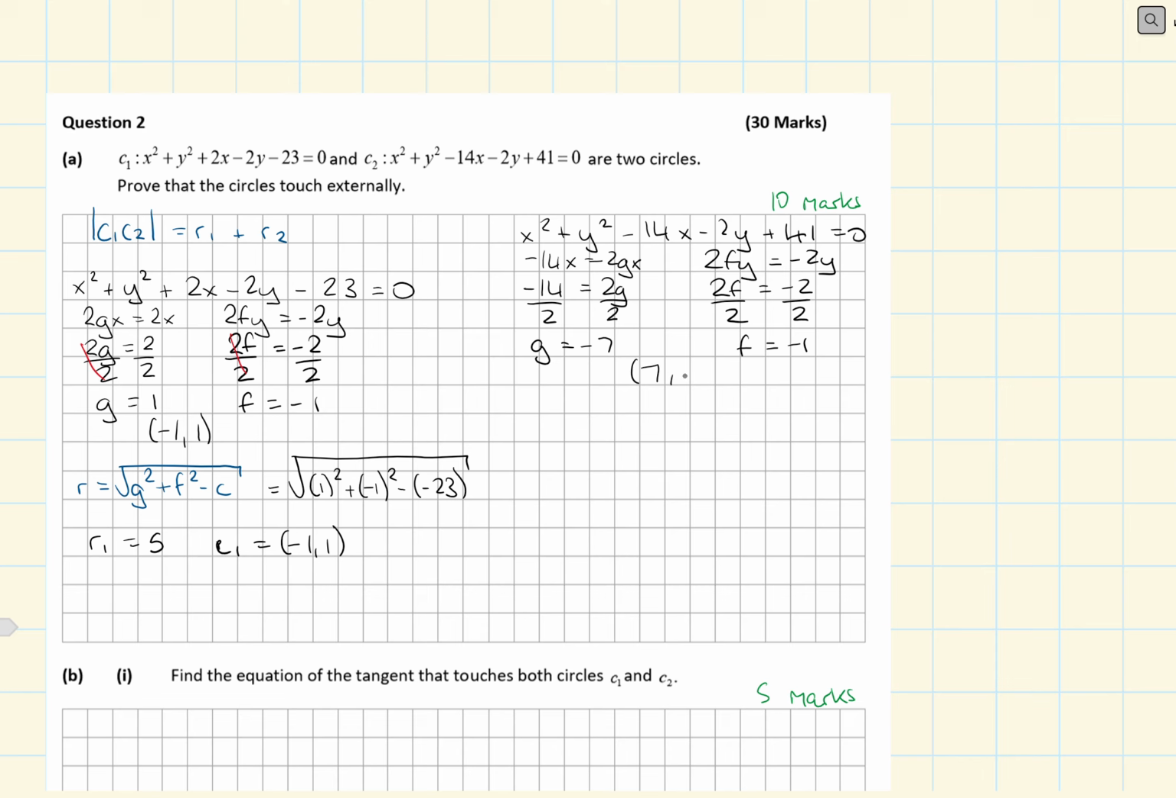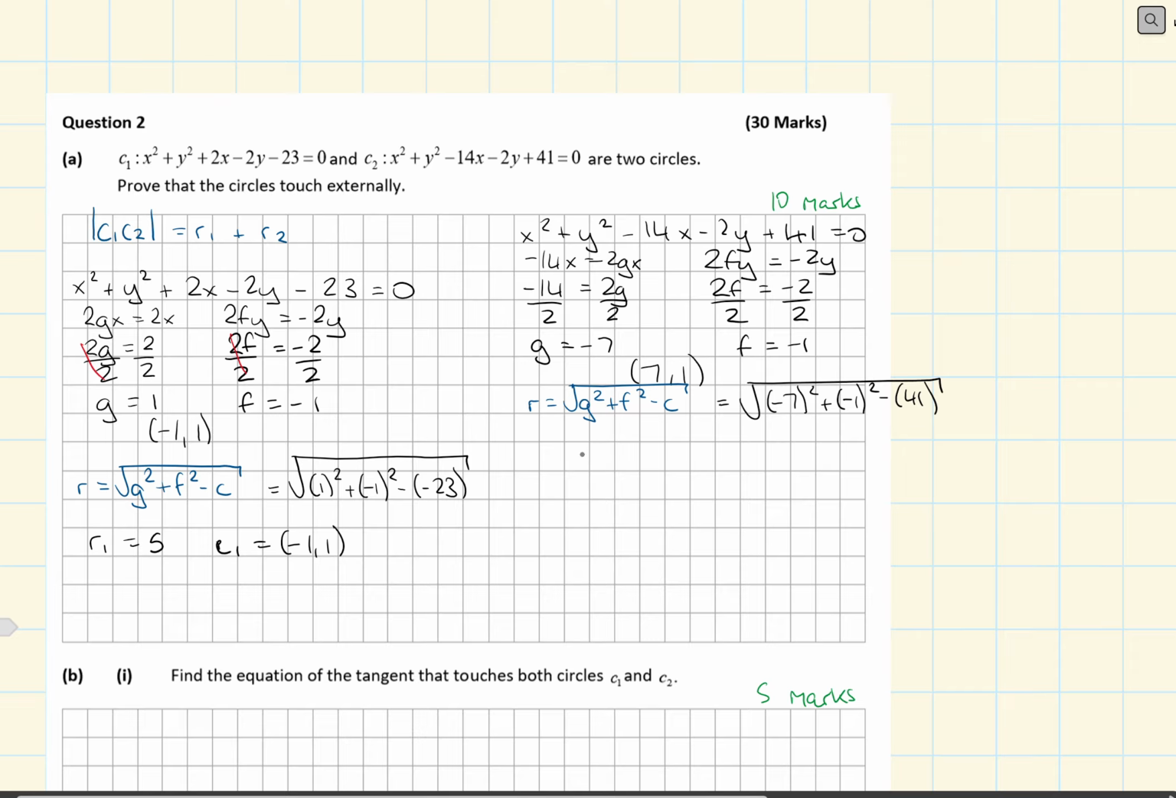The center will be minus g, minus f, and then radius we know is the square root of g squared plus f squared minus c. So that's minus 7 squared plus minus 1 squared minus c. And we can call that radius 2. So again, into your calculator, minus 7 squared plus minus 1 squared in brackets minus 41 will give me 3. And center 2 is equal to 7, 1.